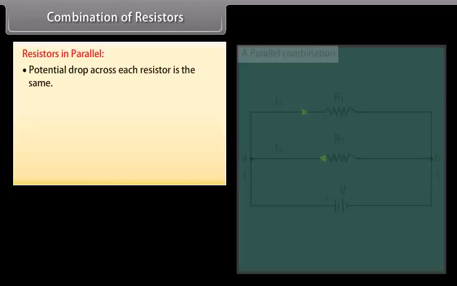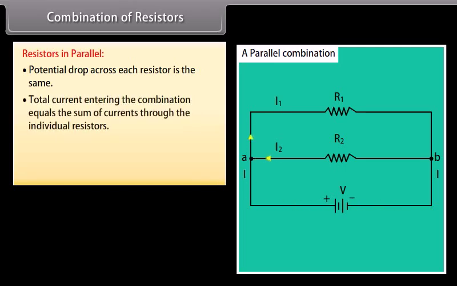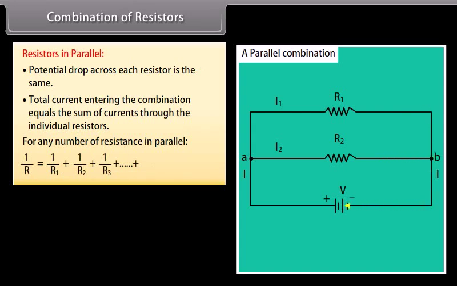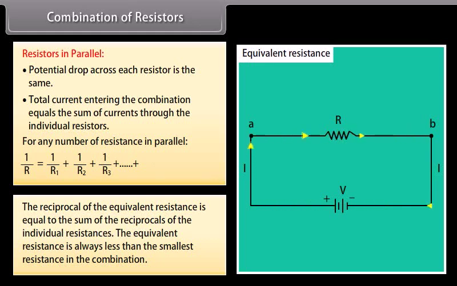Resistors in parallel. Potential drop across each resistor is the same. Total current entering the combination equals the sum of currents through the individual resistors. For any number of resistances in parallel, 1/R = 1/R1 + 1/R2 + 1/R3 and so on. The reciprocal of the equivalent resistance is equal to the sum of the reciprocals of the individual resistances. The equivalent resistance is always less than the smallest resistance in the combination.